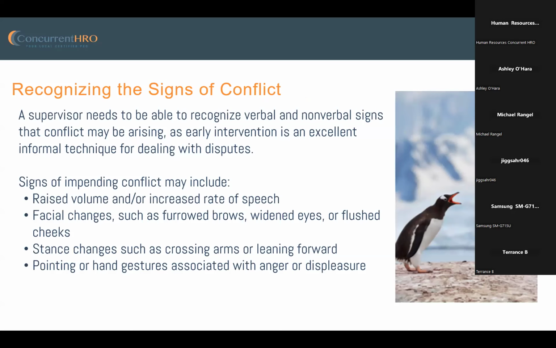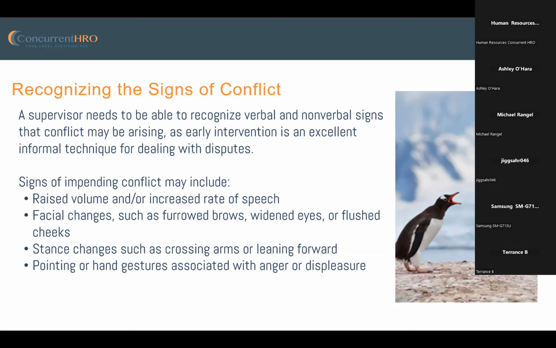So now we're going to look at recognizing these actual signs of conflict. And as a supervisor, these are things that you pretty much need to just get used to recognizing as soon as they come into play. These are going to be verbal and nonverbal signs of conflict. Early intervention is going to be the best informal technique for dealing with disputes, of, hey, let's get this figured out early. Just some kind of obvious signs just to bring up here.